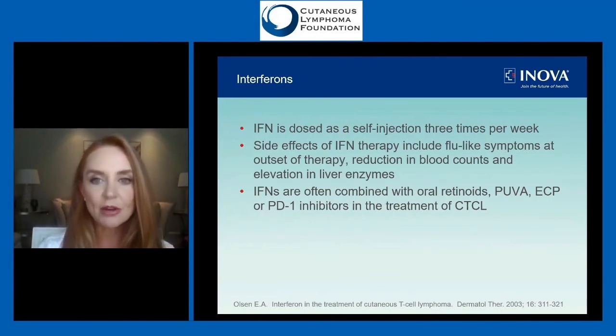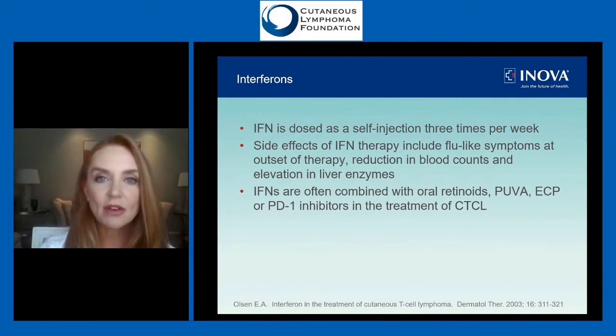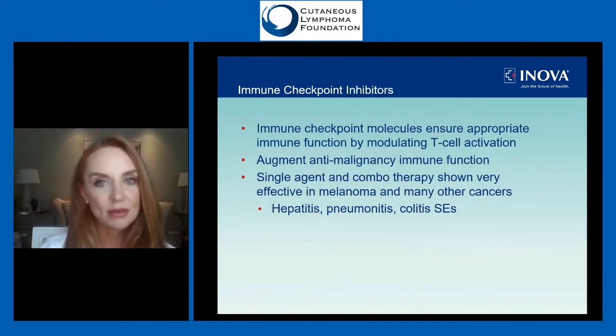So monitoring is required. And as I mentioned earlier, with many of these other drugs, we often incorporate interferons in a combination regimen. So they can be given together with oral retinoids, used with PUVA, ECP, or even PD-1 inhibitors.